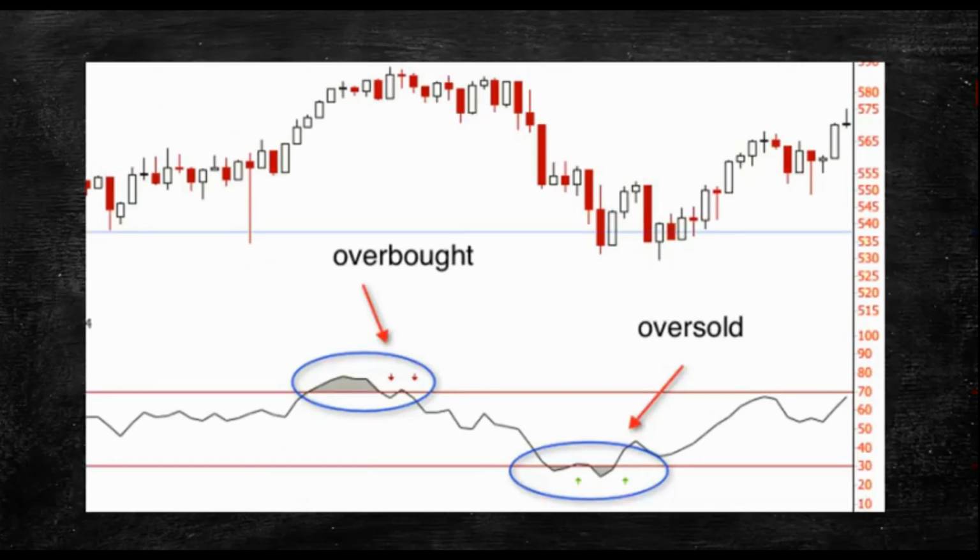But if you were being lazy and looking at it in hindsight, you would have said, wow, it was overbought there and price went down. It was oversold here and price went up. But if you're looking at it as an actual trader, even when it works, it just gave you 4 different losses. How about that? The RSI is one of the few indicators out there that even when it works, it doesn't work.